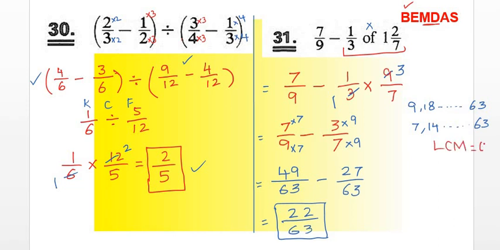So to make both the denominators 63, I multiplied here by 7 and here by 9. And finally, when the denominators became similar, I subtracted the numerators, because whenever we are adding or subtracting fractions, we have to keep the same denominator, and we simply add or subtract the numerators. Clear? Let's solve some more questions.